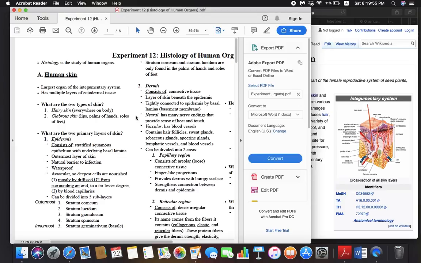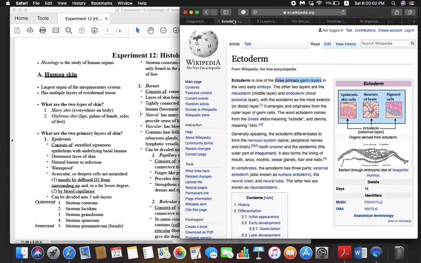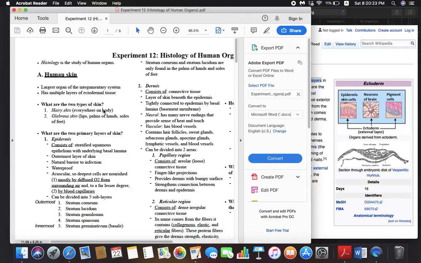We also need to know that the human skin has multiple layers of ectodermal tissue. By ectodermal, we mean that the human skin cells originate from the ectoderm, which is one of the 3 primary germ layers in the very early embryo. So as you can see here, the ectoderm gives rise to epidermis skin cells. We don't need to know this as well, just that the ectodermal tissue is found in the human skin.